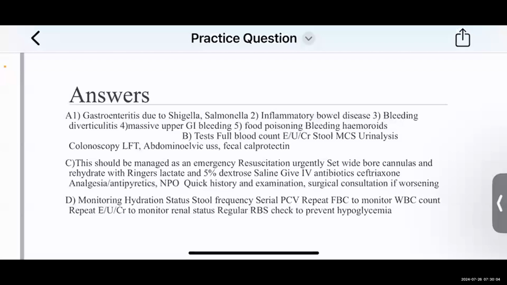Stool osmotic gap can help to rule out malabsorption syndrome that can come from diarrhea. So please take note: stool osmotic gap can help rule out malabsorption syndrome that comes from diarrhea.